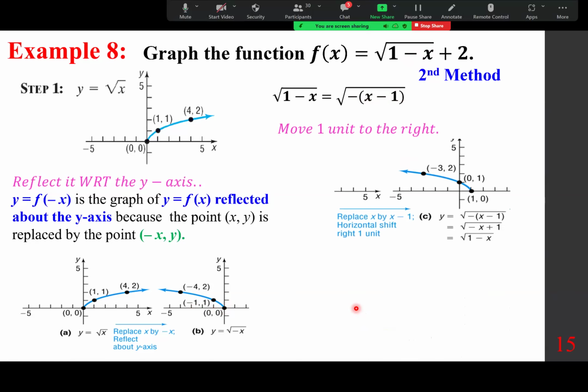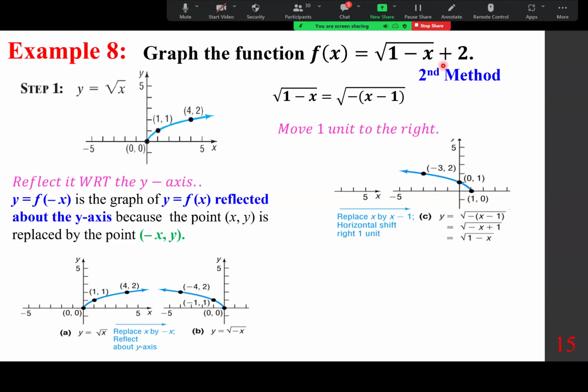This is what you get. And you move it 1 unit to the right. Same y coordinates, the x coordinates become plus 1. So this becomes -3, this becomes 0, and 0, 0 becomes 1, 0. That's what you get. So you replace the x by x minus 1, a horizontal shift right by 1 unit. You can write it in this fashion, or by this fashion, minus x plus 1, or by this fashion. They all are the same.